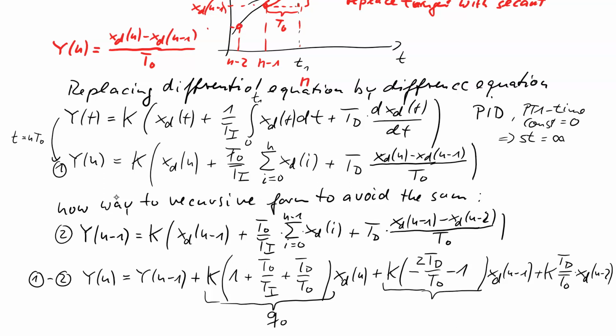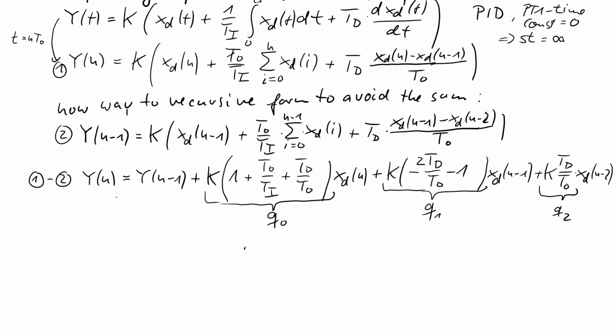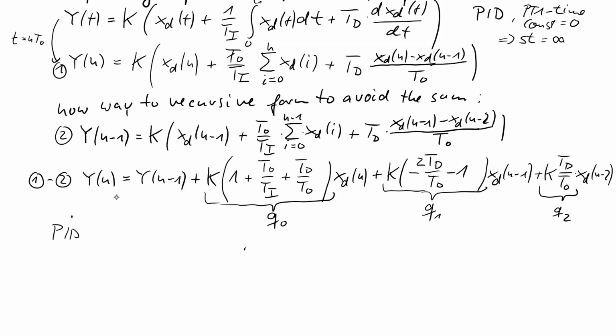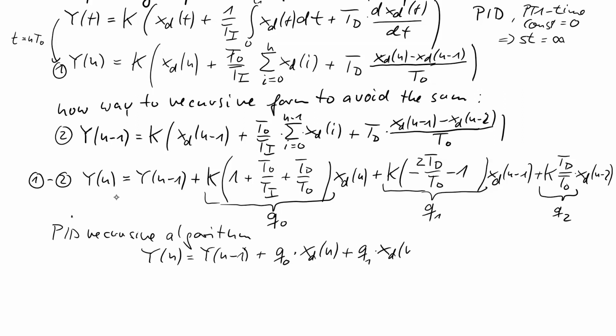We call this a coefficient of the input one step before. Traditionally it is called q1, and the coefficient of the input value 2 steps before then gets the index 2. So in total we can say, okay, my PID recursive well-known famous algorithm can be written as: new output yn can be calculated by using the old output, I have to store this value into a variable, plus q0 times the actual input control difference plus q1 times the control difference one step before. I have to store this value also in a variable, plus q2 times xd of n minus 2.